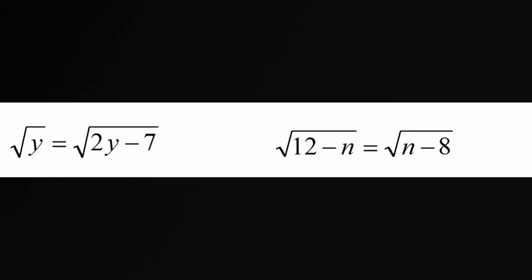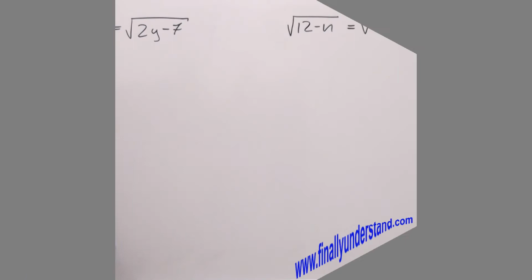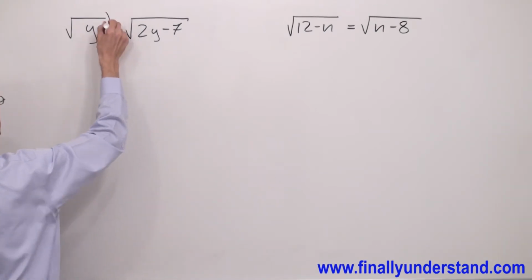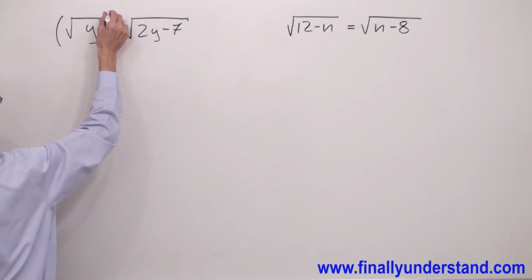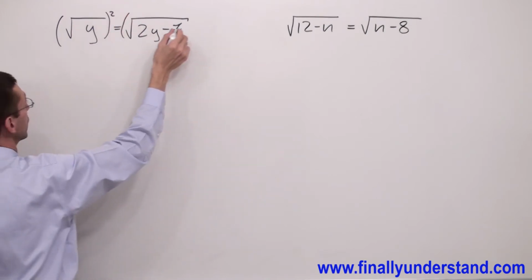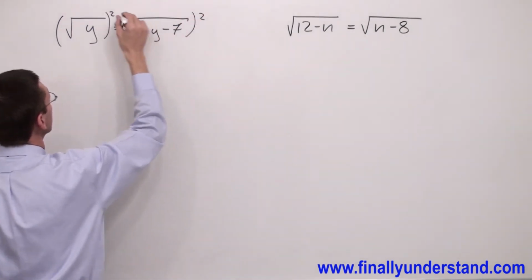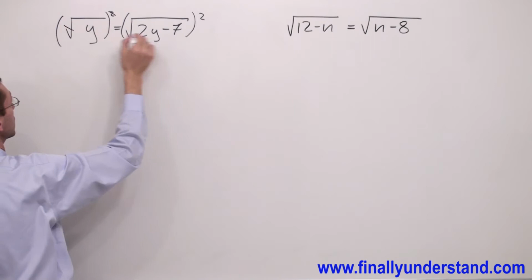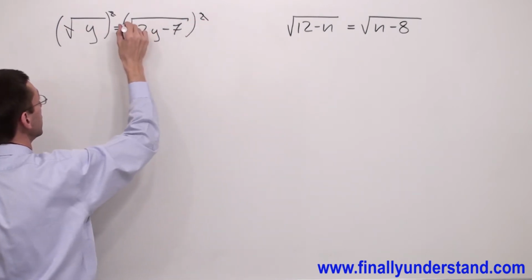Let's take a look at these examples. Again, we have square root on the left side of the equation and square root on the right side. In order to eliminate the radical signs, we have to square both sides of the equation. Square is going to eliminate this radical sign, and this square is going to eliminate this radical sign.